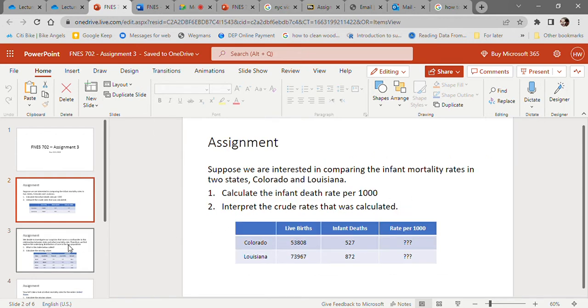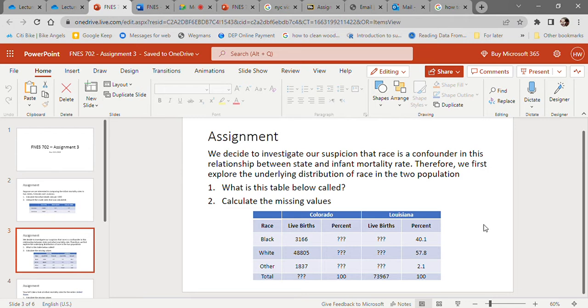Okay. So now we decided to investigate our suspicion that race is a confounder in this relationship between state and infant mortality rate. So remember, confounders: what is something else that might explain this? Therefore, we wanted to explore the underlying distribution of race in the two populations. So the first question is, what is this table called? Anybody have an idea?